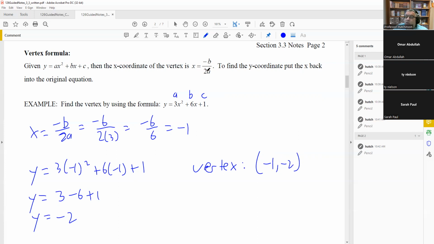Okay, so you do negative b over 2a first to get the x coordinate. And if you want to get the y coordinate of the vertex, whatever x value you get, plug it back into the original equation for x, and that's going to give you the y value. A vertex is always a point on the graph itself, so that's why you plug it back into the original equation. If you know the x value, then you can find the y value.